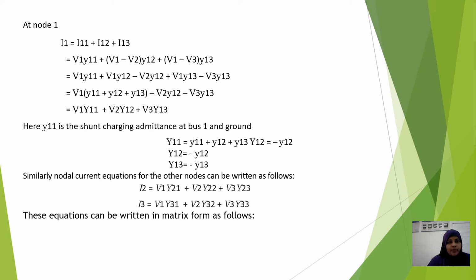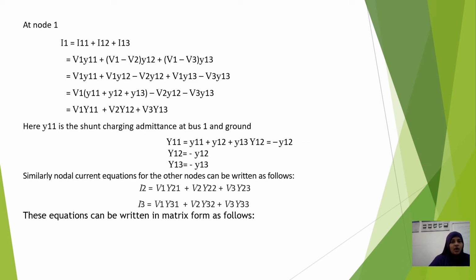So now what I am doing here, in the third equation you see V1 Y12 minus V2 Y12 plus V1 Y13 minus V3 Y13. Now I am taking V1 as common. If I take V1 common, Y11 plus Y12 plus Y13 will be inside the bracket. Then the remaining terms you write: minus V2 Y12 minus V3 Y13. Now this entire term, that is Y11 plus Y12 plus Y13, I am taking as capital Y11, and minus small Y12 I am taking as capital Y12, and minus small Y13 I am taking as capital Y13.